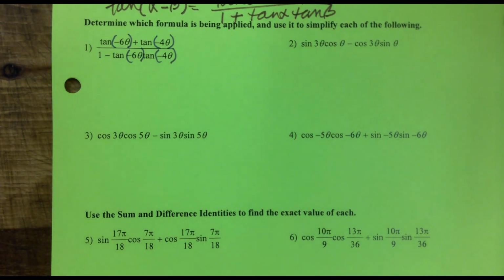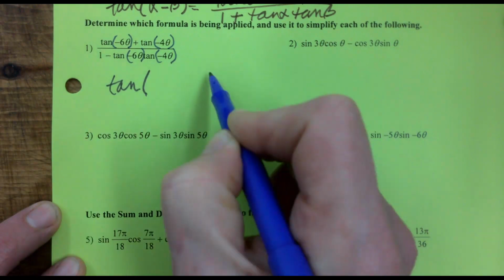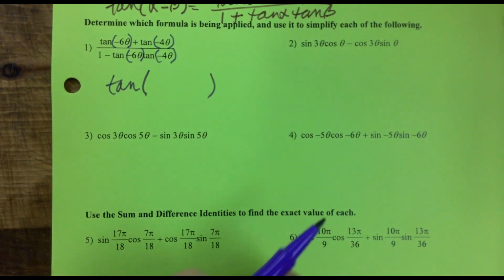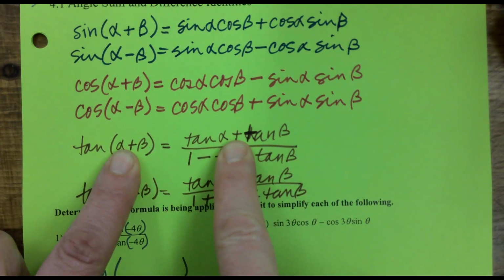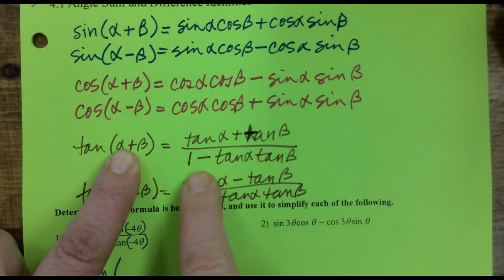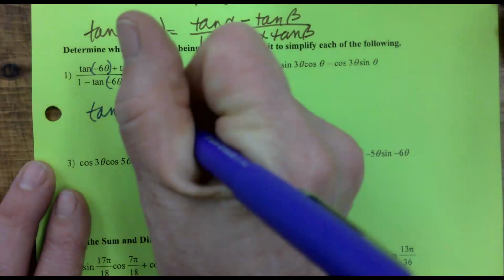And again, I recognize that this is one of the tangent ones. And then I look very closely at it, and I figure out that it's the sum. And I know that because when I look back at my tangent sum, it's plus on the top and minus on the bottom. And that's what this one is, plus on the top and minus on the bottom. So it's my tangent sum.